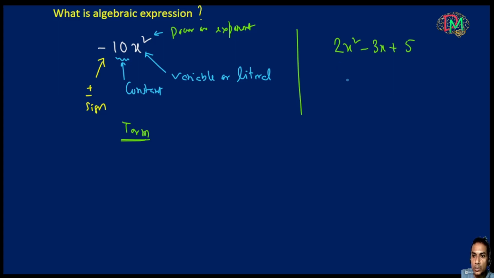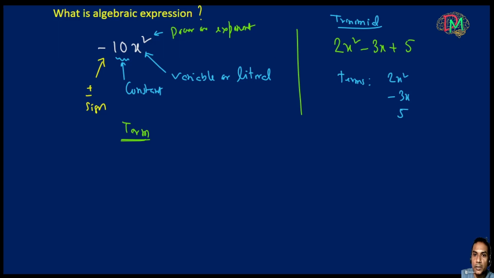So what are those terms? Terms are 2x square, minus 3x, and 5. So every time you consider terms with the plus minus sign, because each term is separated by the plus minus. Okay, and when you consider each term, then you include the plus minus sign on the left side of the number itself. Clear? So it is the example of the trinomial.